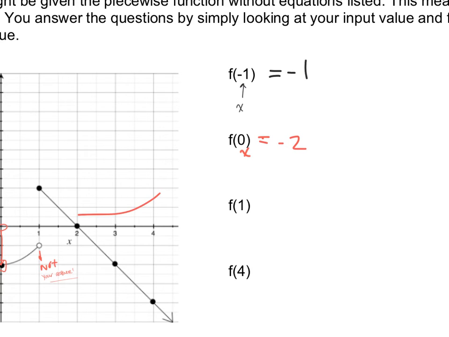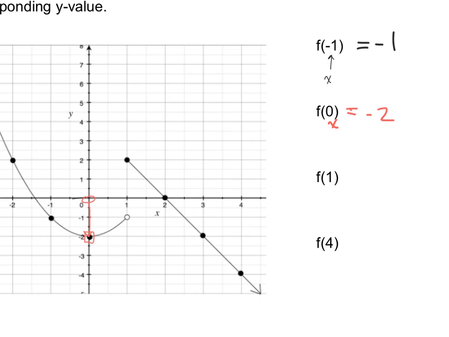Now I'm going to plug in 1. Plugging in 1 is where you're going to see that issue. When I plug in 1, I can either get -1 or 2. But if you remember, I said that the bullet hole is never our answer. So our final answer for f of 1 is just 2.